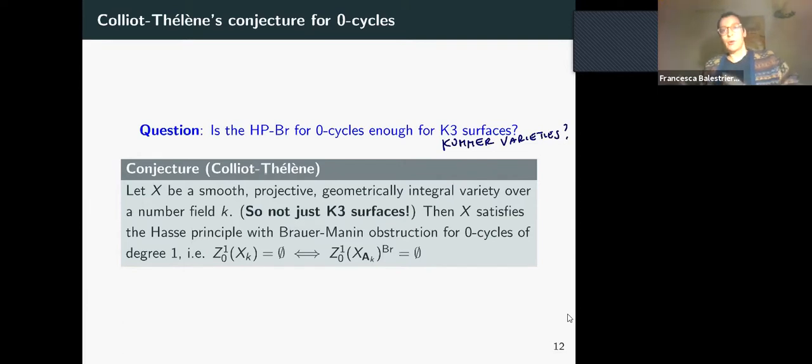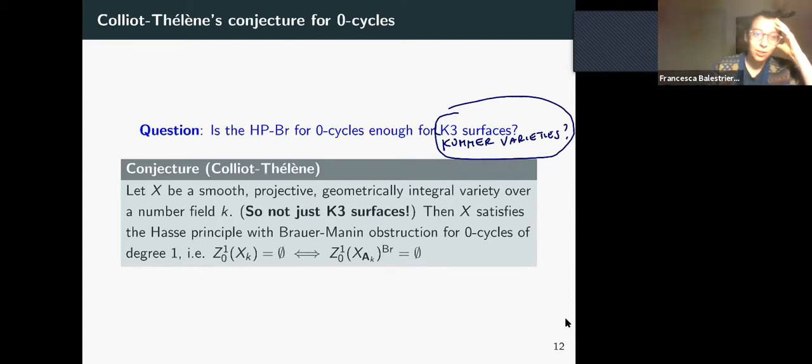And in the case for K3 surfaces, we had this conjecture by Skorobogatov. Well, as we will see in a second, in the case for general nice surfaces, so including also K3 surfaces and Kummer surfaces and Kummer varieties, we have this very important conjecture by Colliot-Thélène. So this conjecture is the following. You can read it here.